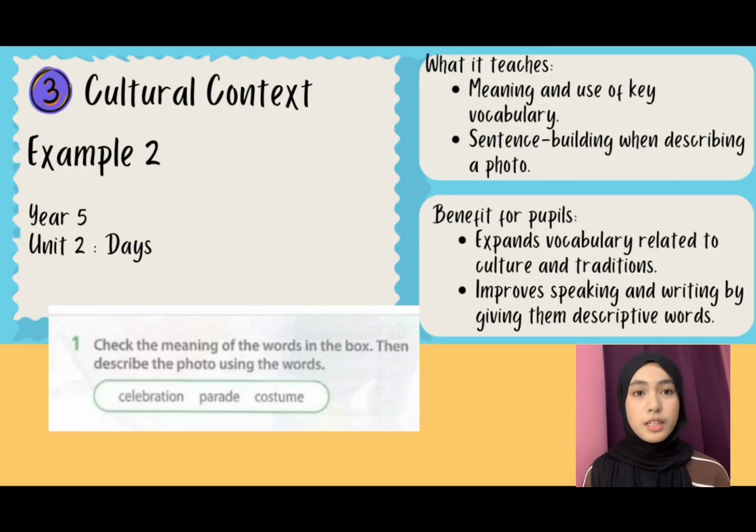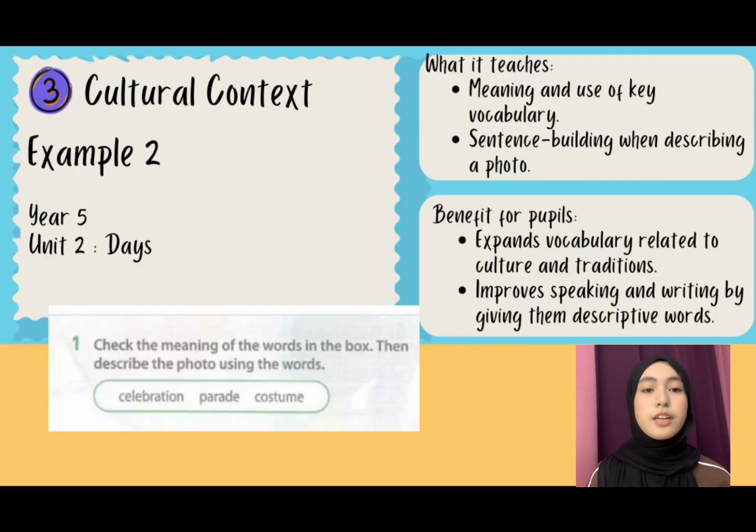The benefit here is that pupils can expand their vocabulary related to culture and traditions. At the same time, they can practice speaking and writing because these descriptive words help them give more detail in their sentences.